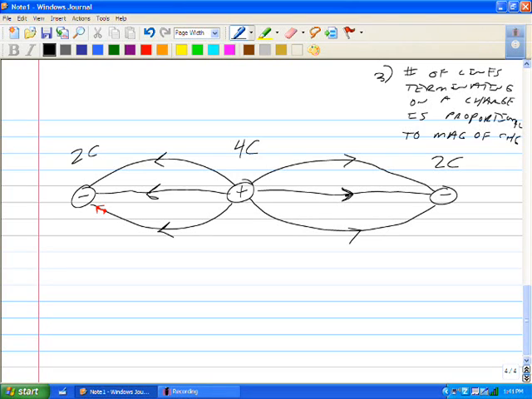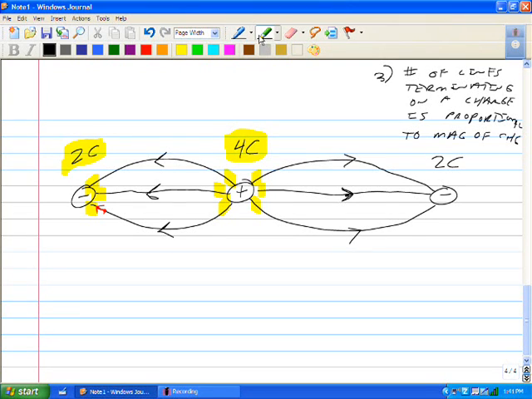Well, what do I mean by that? In this case, the positive charge is a 4 coulomb charge, whereas the negative charge is a 2 coulomb charge. So how many lines should be terminating on the 4 coulomb charge as opposed to the 2 coulomb charge? Twice as many. And let's see if we've drawn it correctly. There's 1, 2, 3, 4, 5, 6 on the 4 coulomb, 1, 2, 3 on the 2 coulomb. Is that correct? Yes. What about the 2 coulomb and the other 2 coulomb?